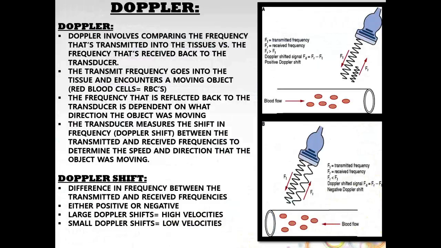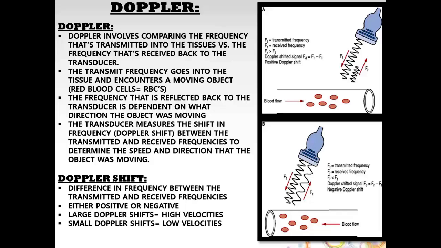Doppler is a really important part of ultrasound. It basically lets us determine blood flow within an area. There are three main types of Doppler: power Doppler, spectral Doppler, and color Doppler. We're going to go through each of those and talk about when we use them and why.